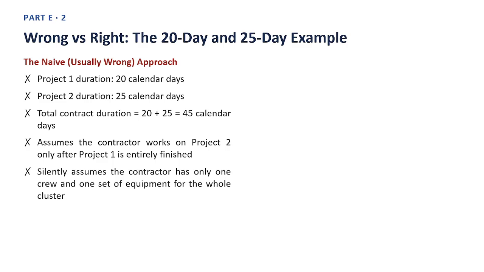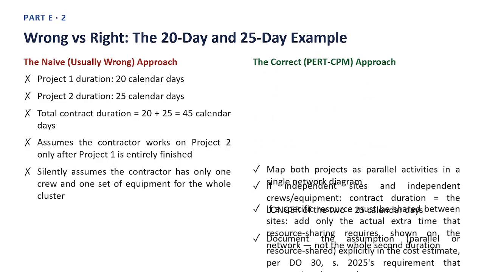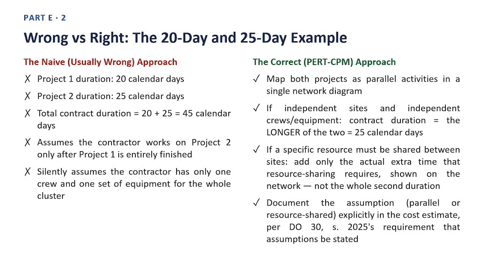The correct, PERT CPM, approach. Map both projects as parallel activities in a single network diagram. If independent sites and independent crews, equipment, contract duration equals the longer of the two equals 25 calendar days. If a specific resource must be shared between sites, add only the actual extra time that resource sharing requires, shown on the network, not the whole second duration. Document the assumption, parallel or resource shared, explicitly in the cost estimate, per DO 30, Series 2025's requirement that assumptions be stated. Comparing these two columns side by side is the fastest way to spot which approach a given cost estimate actually followed. Next slide.